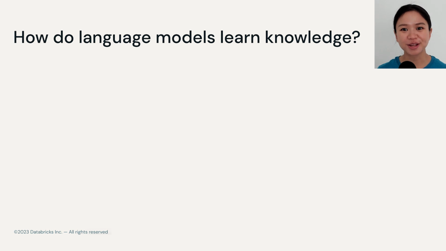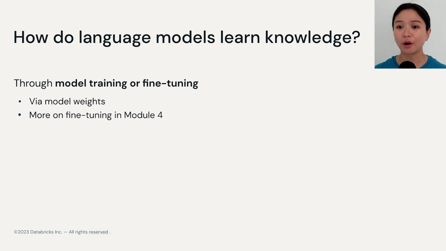There are a couple of ways for language models to learn knowledge. The first way that we have seen for years in the field of NLP is to either train a model from scratch or fine-tune an existing model. So this means that we're updating the model weights during the training process. We will talk more about fine-tuning two modules later, so stay tuned for that.